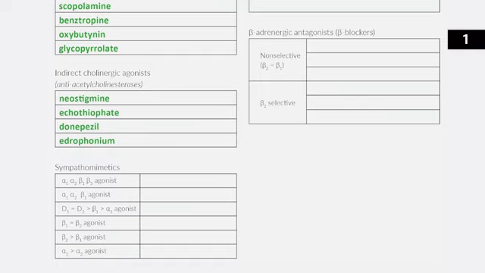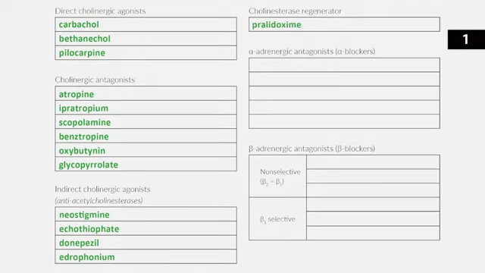So the one that stimulates all 4 receptors is epinephrine. Then you drop off beta-2, and that's norepinephrine. D1 and D2 more than anything else, that's dopamine. Beta-1 and beta-2 equally is isoproterenol. Beta-2 more than beta-1 is terbutaline. And alpha-1 more than alpha-2 is phenylephrine. And then the cholinesterase regenerator is pralidoxime.